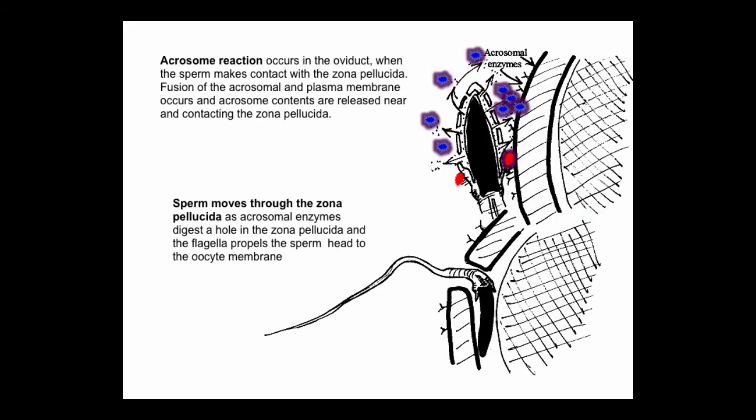The acrosome reaction occurs in the oviduct when the sperm makes contact with the zona pellucida. Fusion of the acrosomal and plasma membrane occurs, and the acrosome contents are released near and contacting the zona pellucida. When this occurs, the sperm moves through the zona pellucida as the acrosomal enzymes digest a hole within the zona pellucida, and of course the flagellum propels the sperm head to the oocyte membrane.